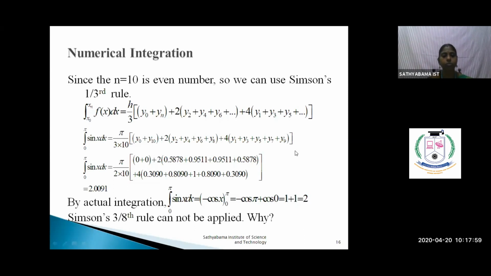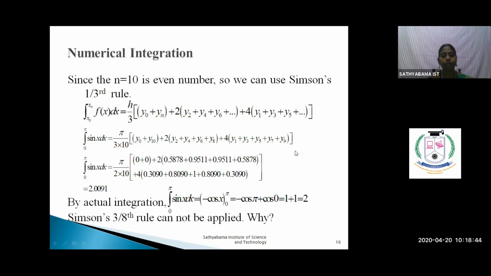And we have written y0 plus yn. In the place of yn, I have written y10, plus 2 times of even entries, that is suffixes that are even: y2, y4, y6, y8. I have not written y10. Why? Because y10 is already written in the place of yn. Again and again I am telling you, you should not write y10 again in that second term because it has already appeared. Then plus 4 times of y1 plus y3 plus y5 plus y7 plus y9, and you write all the data from the table. Then you will get the answer 2.0091. This is by Simpson's 1/3 rule.